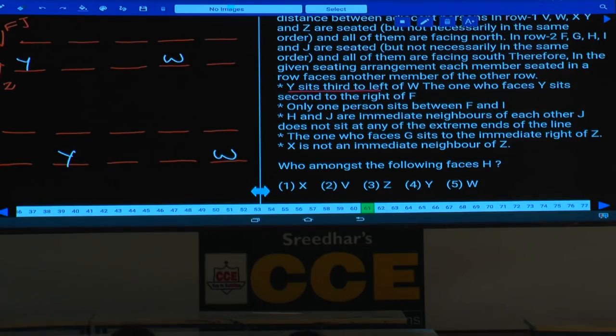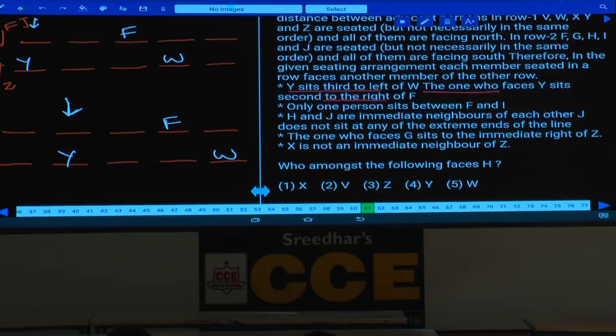Y sits third to the left of W. And the one who is facing Y, now we are talking about this person, the person who is facing Y, sits second to the right of F. This person is seated second to the right of F, and F must be here. Are you following or not?